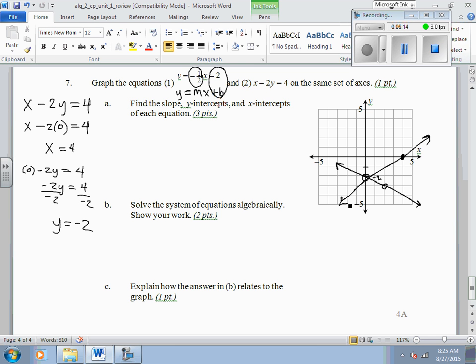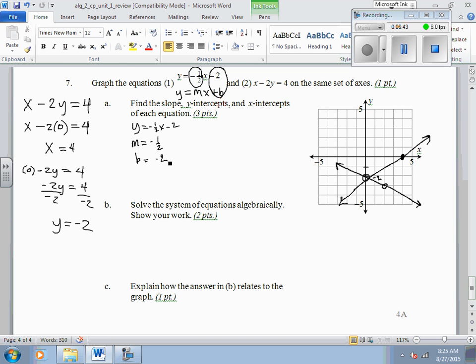It says, hey, find the slope, y-intercept, and x-intercepts of each equation, right? Well, you had to graph them first of all, okay? All right, so finding the slope of the first equation, y equals negative 1/2 x minus 2. Well, the slope is m, which is negative 1/2. The y-intercept is negative 2.